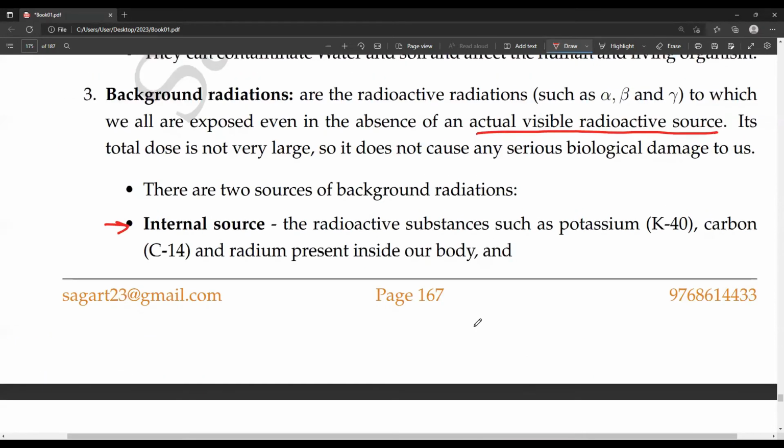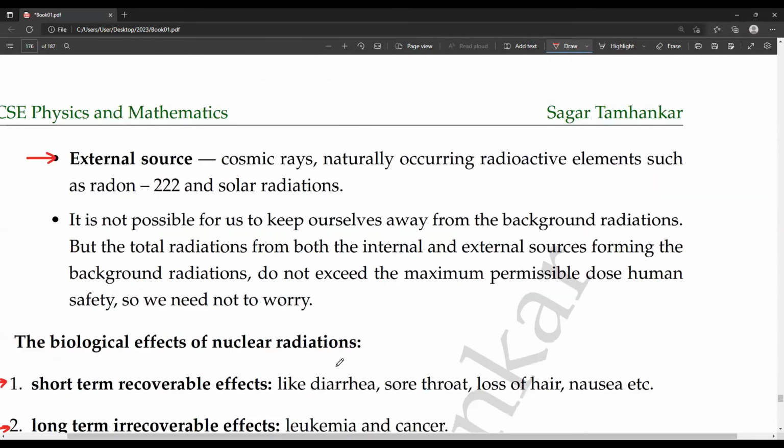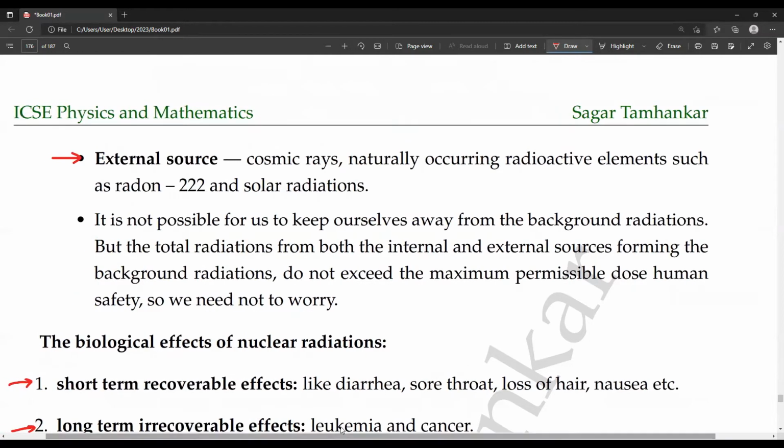Carbon-14 is very much present in our body, and that is the carbon-14 used for estimating the age of fossils and all. So that is a radioactive isotope of carbon that is present. Potassium-40 I told you about. And then you have external sources like cosmic radiation and solar radiation. Okay, there are certain stars in space that give out very strong radiation. Okay, they are very far, so we are safe. So these account for background radiation.